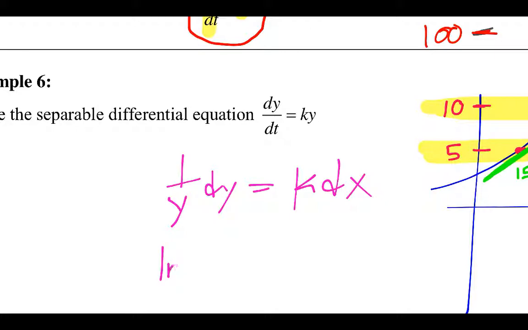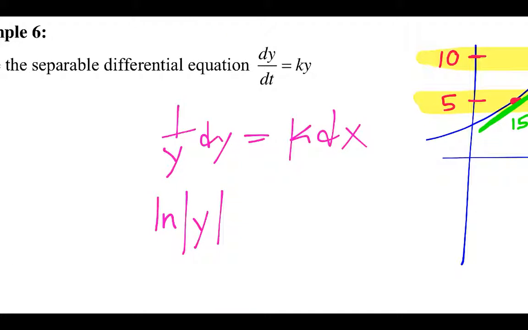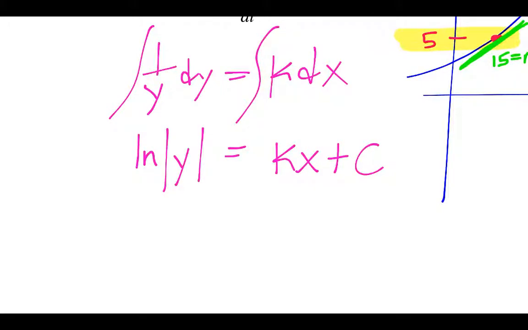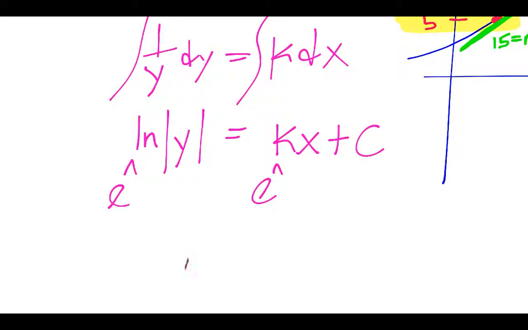Log, a natural log, and it's used absolute value. Let's leave the absolute value today. I don't think I talked about that yesterday, and we probably should. And that's kx plus c on this side after integration. Remember I integrated. And we e up. What happens is that cancels the log, and you get the absolute value of y is e to the kx plus c.